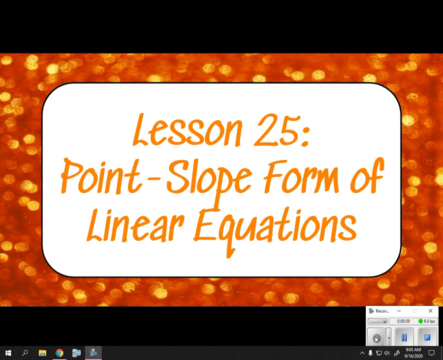Now I know this is brand new, so we're going to go through this, and we're going to do several examples, but this is point slope form, brand new. You know slope-intercept, you've done standard form, and now it's point slope form. So let's see what we can do with these.